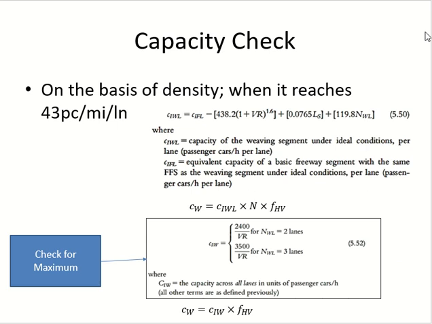Okay, so let's say you found that your distance is less than L max, so it's a weaving segment. Next step, check if the demand is more than capacity. If demand is more than capacity, level of service is what? F. Otherwise you will continue, find out the actual level of service.